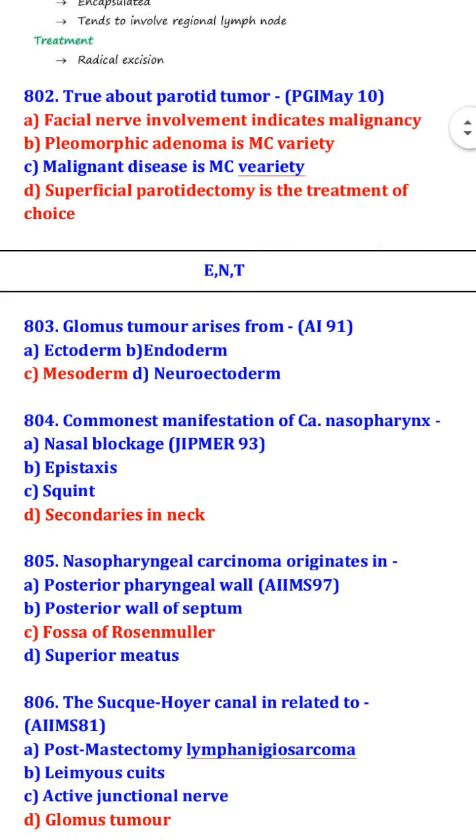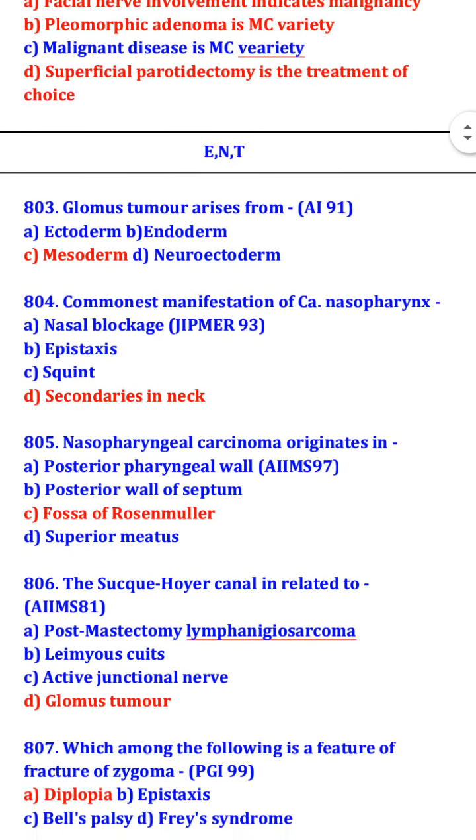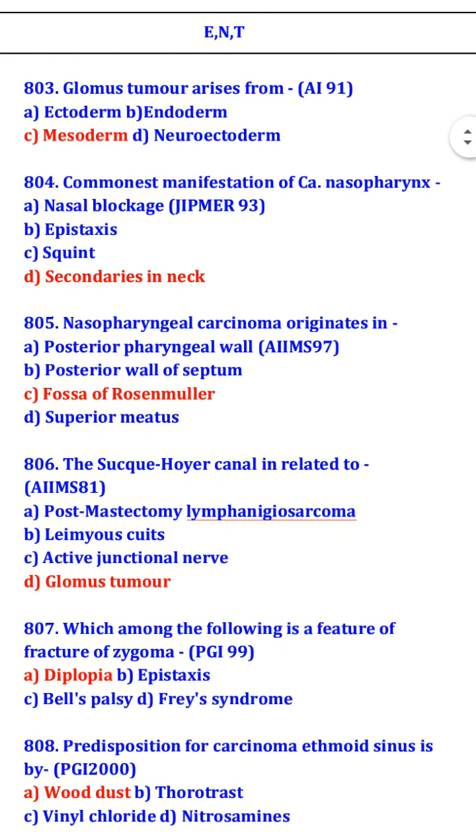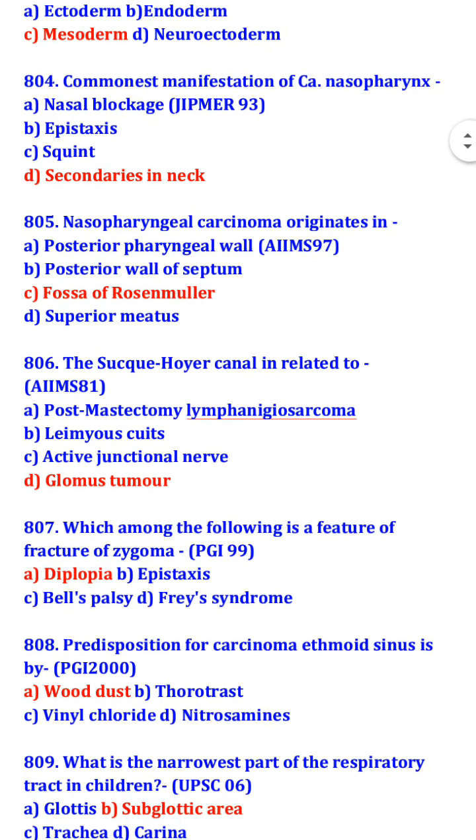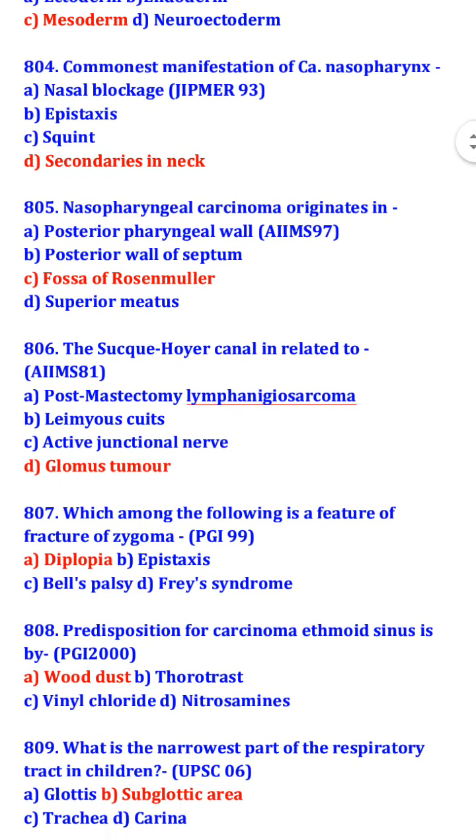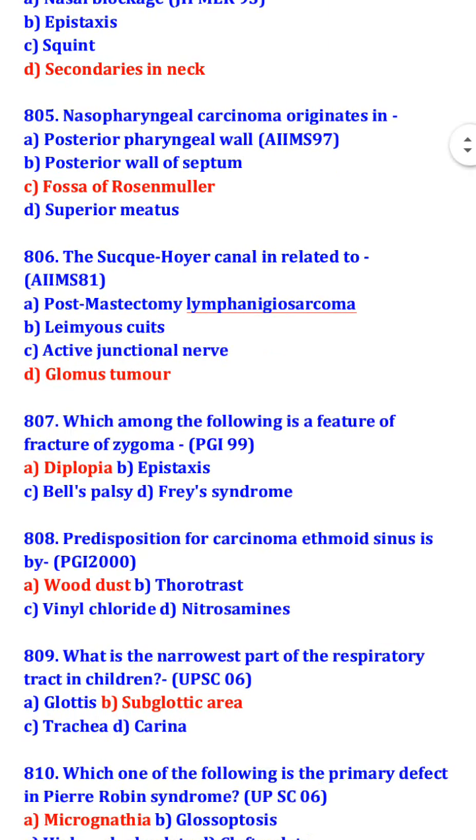ENT glomus tumor arises from mesoderm. Commonest manifestation of CA nasopharynx is secondaries in the neck. Nasopharyngeal carcinoma originates in fossa of Rosenmuller. The Suck-Hoyer canal is related to glomus tumor.